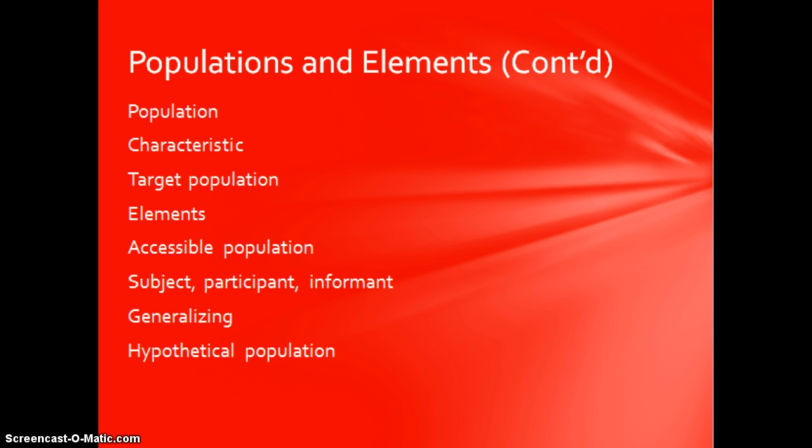The subject, participant, or informant are the ones that are involved in the research, which are usually the elements. Generalizing the research means that the findings can be applied to more than just the one sample under study, because the sample is representative of the target population.